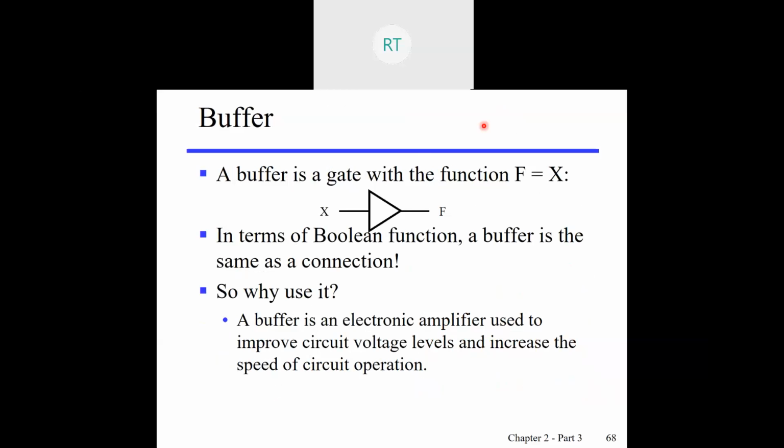Why would we use a buffer? Only to store. Okay, a buffer is like an electronic amplifier. It improves the voltage. So if it is below 1, it will amplify it to 1. That's the only purpose of a buffer.